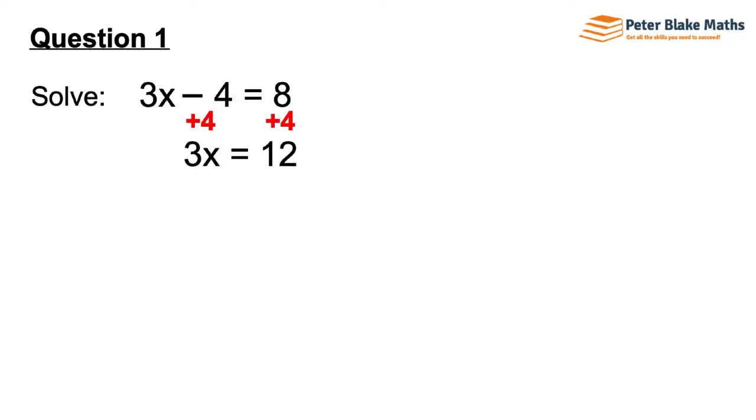Our next step is to move the 3. The 3 is multiplying by x because it's beside the x. And so the opposite of a 3 that's multiplying is a 3 that's dividing, which we'll do to both sides. On the left hand side, the 3 that's multiplying and the 3 that's dividing will cancel out, leaving us with the letter on its own, which is what we want.